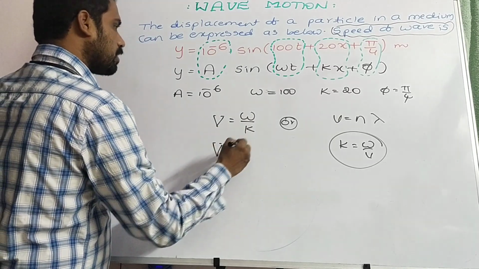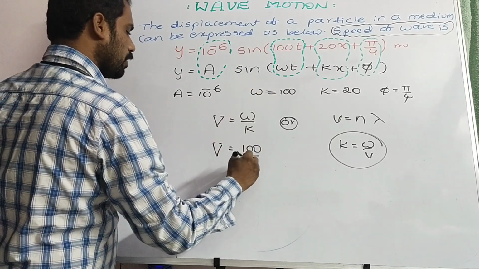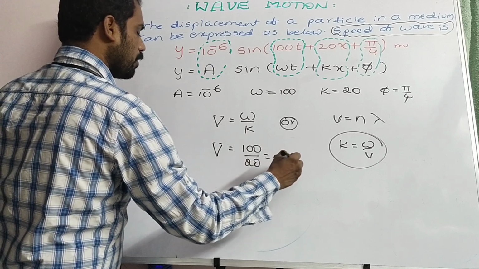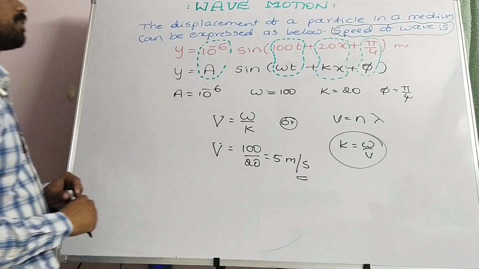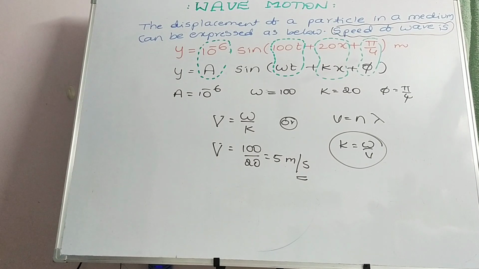Now speed v is equal to 100 by 20, that is equal to 5 meter per second. 5 meter per second is the speed of the wave.